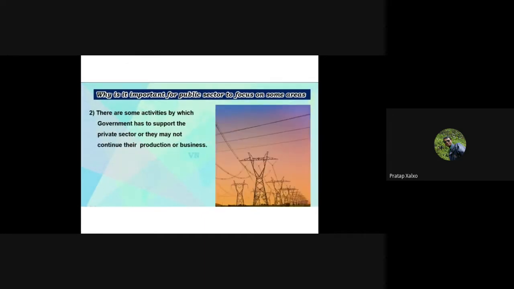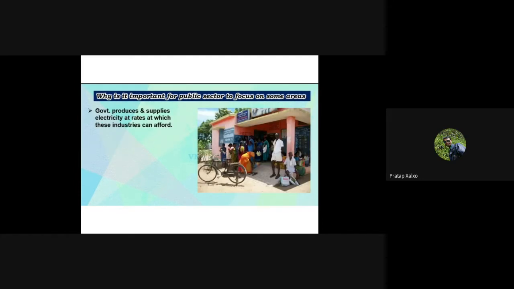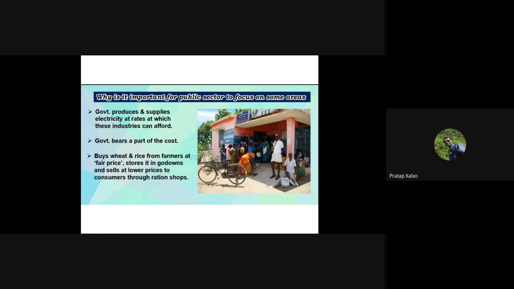There are some activities in which the government has to support the private sector, or they may not continue their production or business. Say, for example, the government produces and supplies electricity at rates which these industries can afford. The government bears a part of the cost, buys wheat and rice from farmers at a fair price, stores it in godowns and sells it at lower prices to consumers through ration shops.